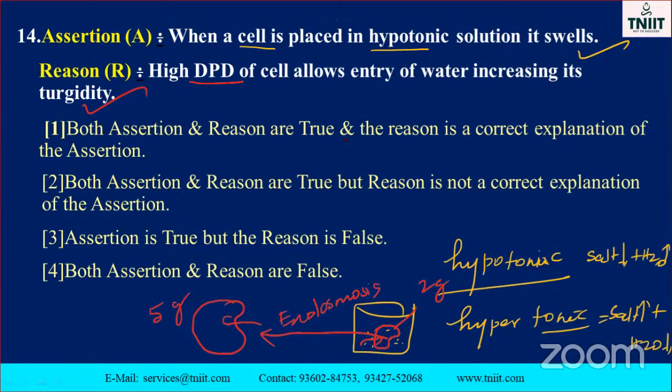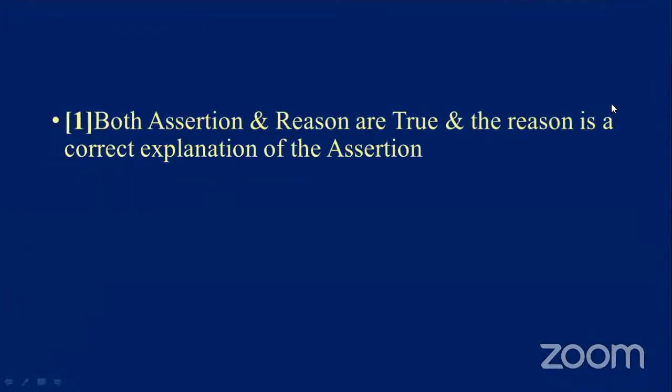So both the assertion and reason are true, and the reason is the correct explanation of the assertion. This one is the correct one. The other three are wrong. See that this is a statement type. This is very, very important, my dear students. Go to the next one.